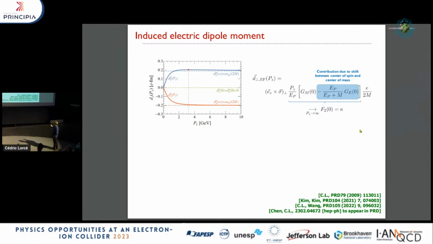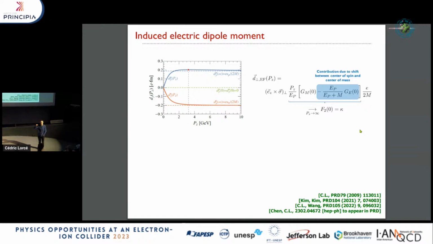And you realize that we'll have two contributions. You have a contribution that comes indeed from the fact that you have a magnetic dipole in the Breit frame, and then you go to a boosted frame, and then you generate an electric dipole moment. So that's the first term. But you get an extra contribution, which is more complicated. It is due to the spin rotation. It has to do with the fact that we have defined all those densities with respect to the center of the target.